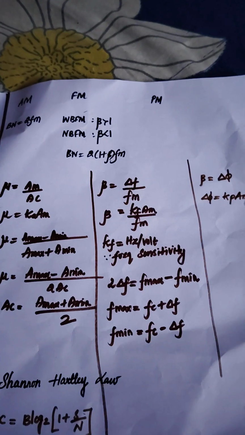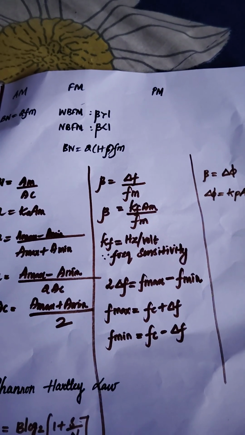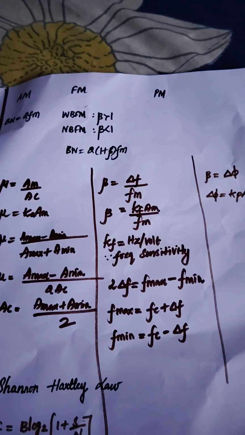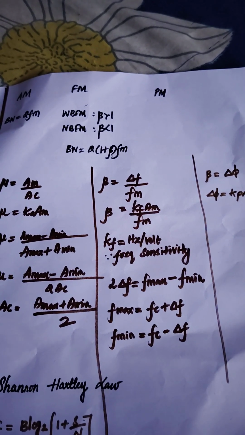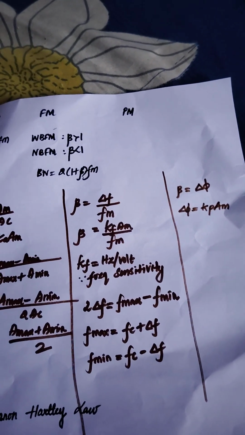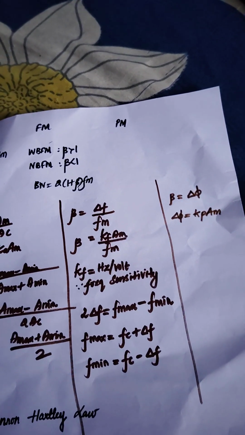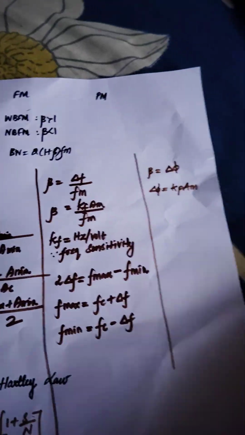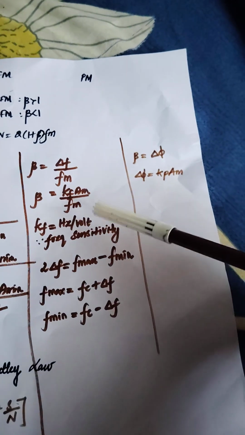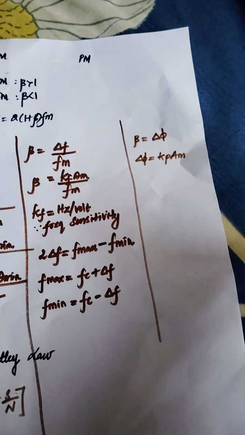If we want to check the modulation index in frequency modulation, beta is equal to del F divided by FM. Beta is equal to del F, which is equal to Kf into AM, divided by FM. Here the amplitude sensitivity factor Ka is unitless, whereas in frequency modulation, Kf is the frequency sensitivity factor, which has the unit hertz divided by volt.